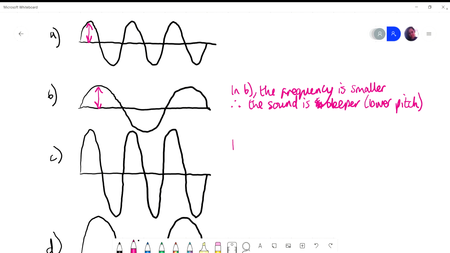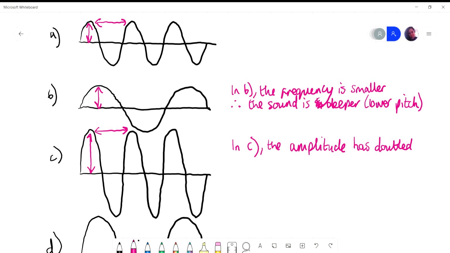So let's look at C. So the difference between C and A, you can see that the wavelength is the same. So distance from one peak to the next peak is the same in A as it is in C. However, the amplitude has doubled. It's gone from 1 square to 2. Therefore, in C, the amplitude has doubled. Therefore, the sound is twice as loud as in A.